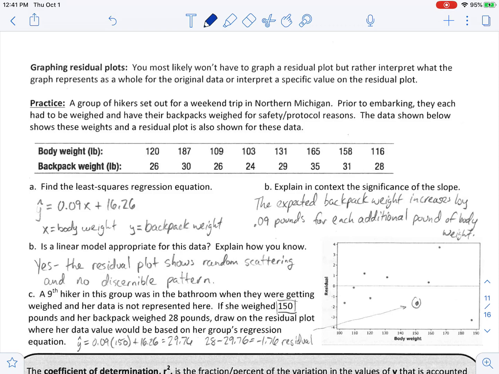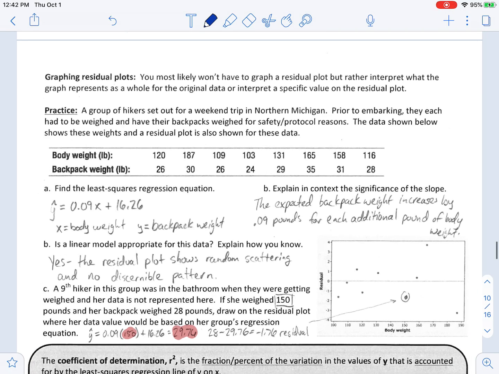You need to find her residual first. So she weighed 150 pounds. That is an X value. You plug that in for X, and you find that her predicted backpack weight should be 29.76 ounces. Her backpack weighed less than that, so she has a negative residual, negative 1.76. You go to approximately that value, and go over and make sure you're at her specific weight. You're done. Okay?